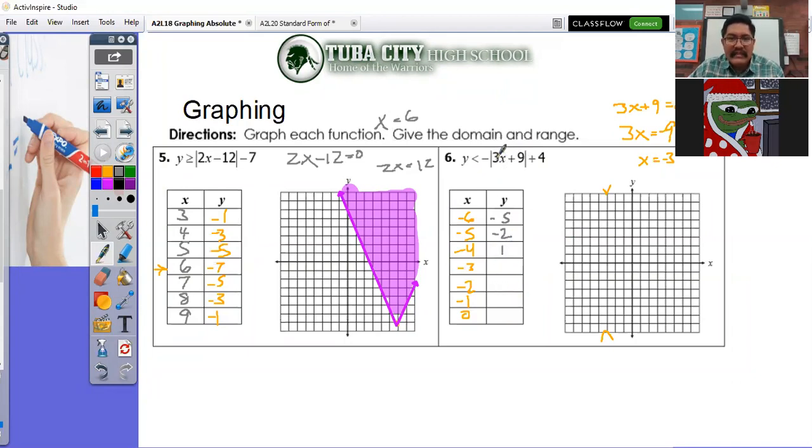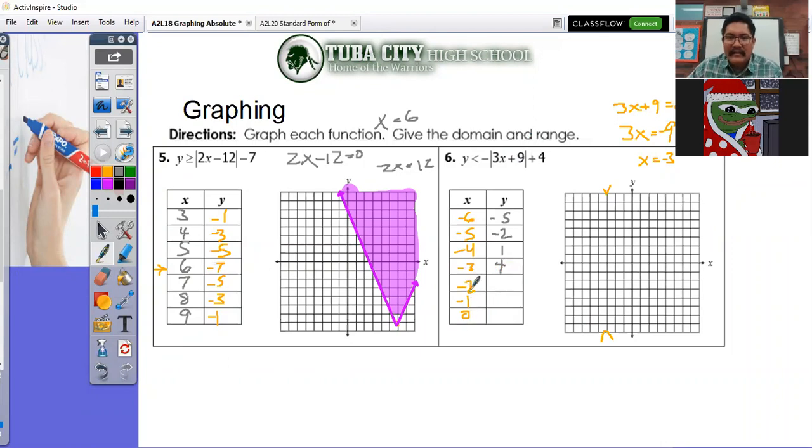-3 times 3 is -9. -9 plus 9 is 0, and it doesn't matter because there's no such thing as -0. It just becomes 0. But in this case, actually, it would be 0 plus 4, so that would be 4. It's not a very good 4. Let me make that 4 a little bit better.